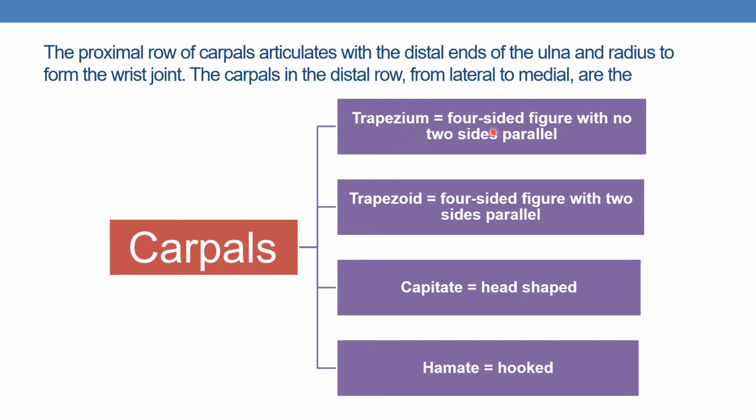Trapezium means it is trapezium shaped, which is a 4-sided figure with no 2 sides parallel. Next is trapezoid. It is also a 4-sided figure, with 2 sides parallel. Next is capitate, head shaped. Hamate is hook shaped. So these are the 4 carpals in the distal row. In total there are 8 carpals and they are arranged in 2 transverse rows.